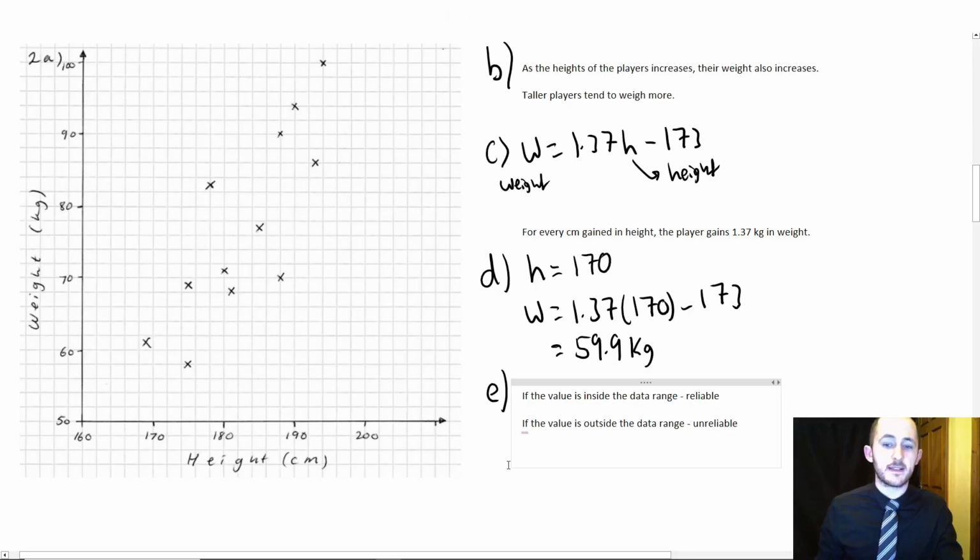Okay, so when I say data range, look at the range of values we have. We go from 160 centimetres to 200 centimetres, which means 170 centimetres is perfectly fine. So, it is reliable because 170 centimetres is inside the range of data. Okay?